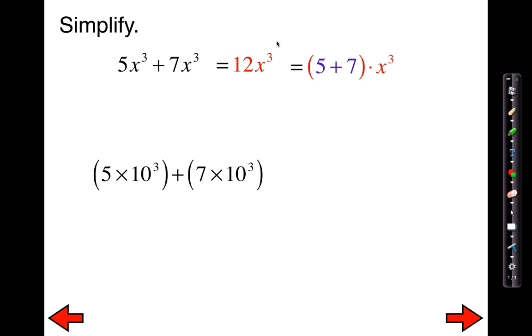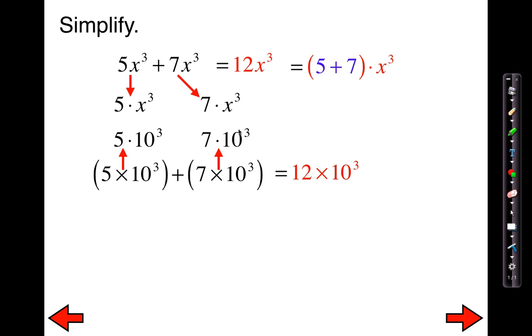Okay, so what about this case? Is it any different? No. The same way we're going to break up 5x cubed as 5 times x cubed, we can break up 5 times 10 cubed as 5 times 10 cubed. 7x cubed would be 7 times x cubed, and 7 times 10 cubed would be 7 times 10 cubed, so same thing. So in the same way that all I did was combine the coefficients here, that's exactly what I'm going to do here. I'm going to combine the coefficients, but I'm going to keep the base the same. So essentially what happened was I added the 5 and I added the 7 to give me 12, but notice the base 10 cubed stayed exactly the same.